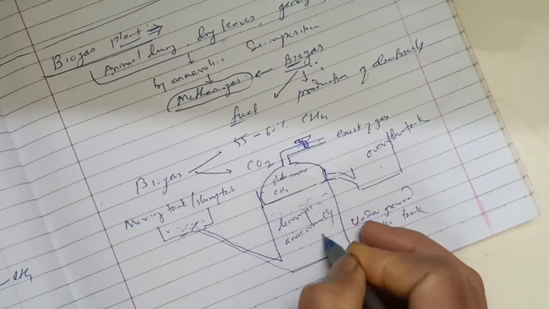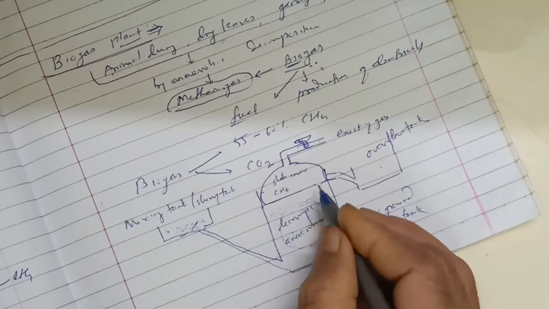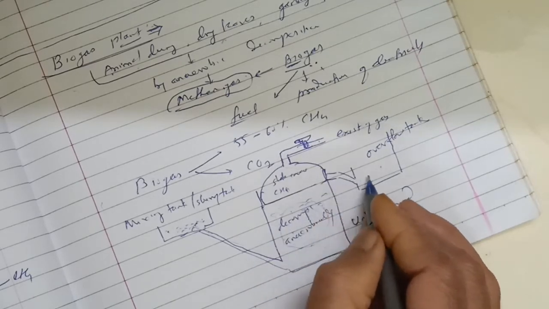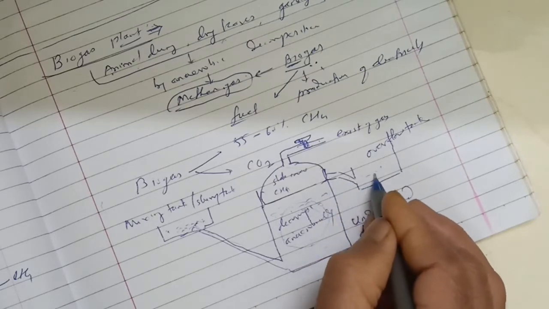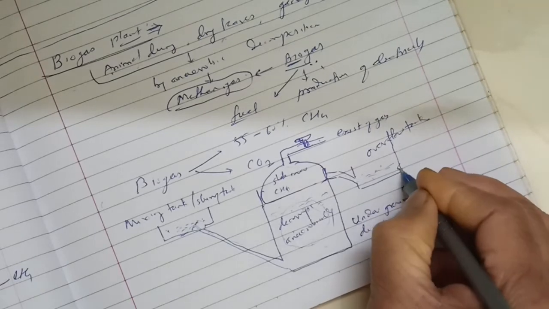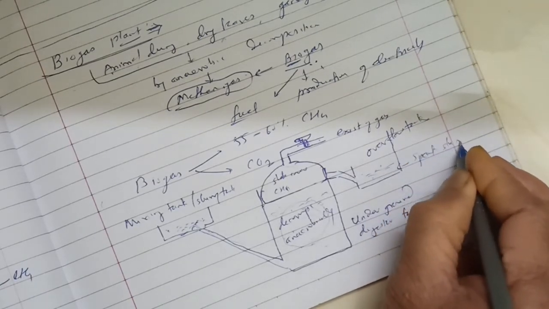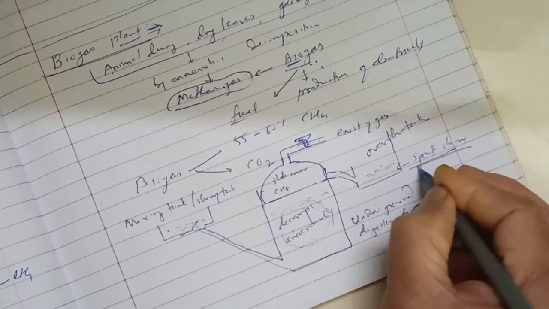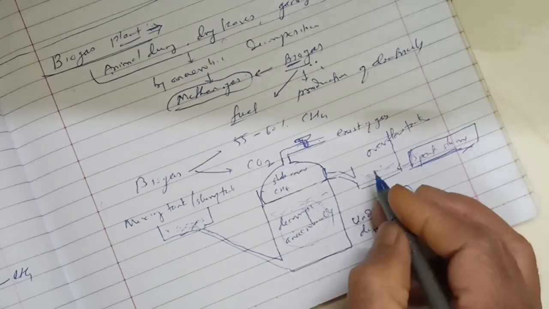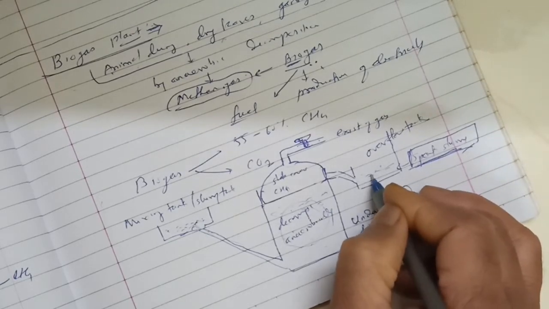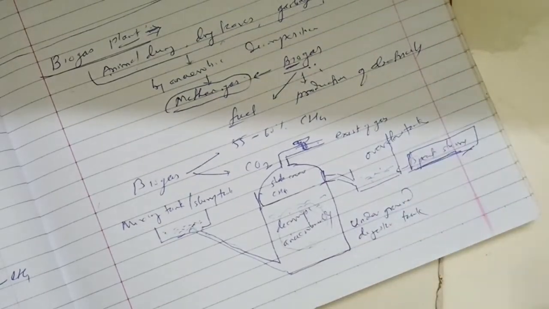Then after the production of methane gas, the remaining slurry gets out through the overflow pipe into the overflow tank. This is the spent slurry. This spent slurry is used as manure for agriculture. It is the best fertilizer, the best manure, which we can use in our day-to-day agriculture.